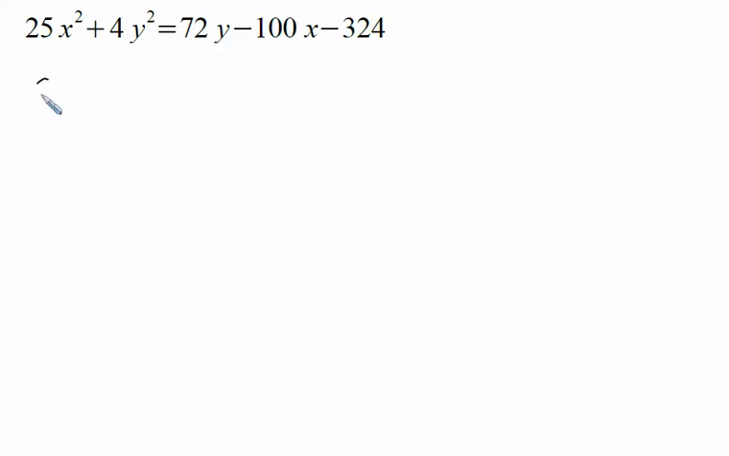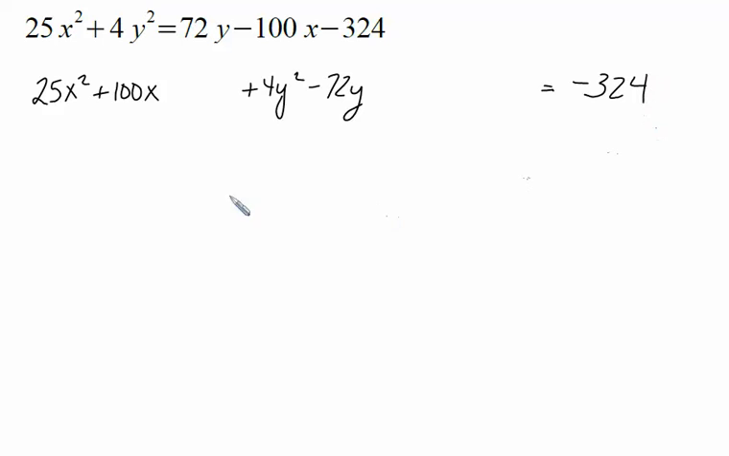So first thing that we want to do is gather the variables on one side. We will add the 100x to both sides, group the x's together. We will also subtract the 72y from both sides, group the y's together, and then we can leave the number off on the other side. Now we factor out the number attached to each of the variable terms from their respective variables. So for instance, we're factoring out the 25 from the x's, and we're factoring out the 4 from the y's.